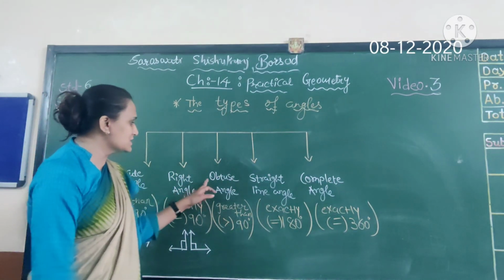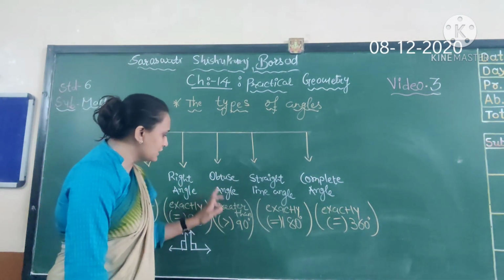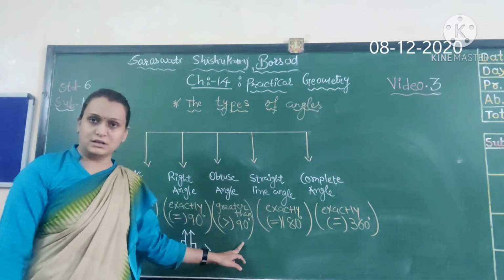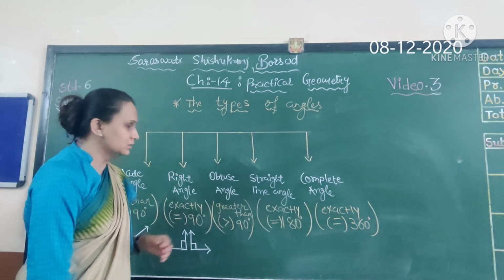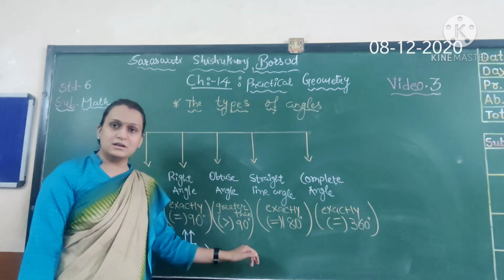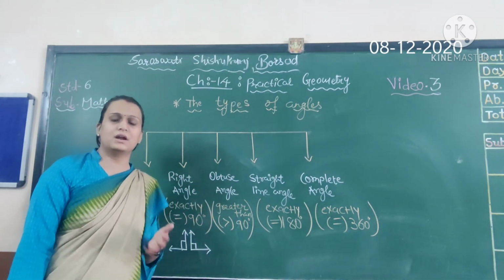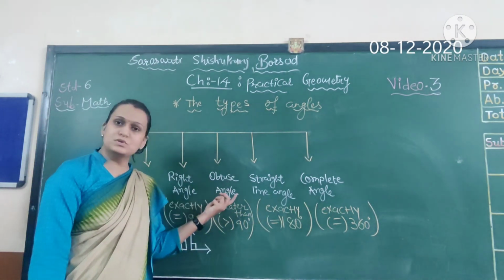Now the next one is obtuse angle. Obtuse angle means the measure of the angle is greater than 90 degree. Okay, whenever you are drawing any angle and the measure is greater than 90 degree, means 91, 100, 110, 120, okay? So all of those are obtuse angles.